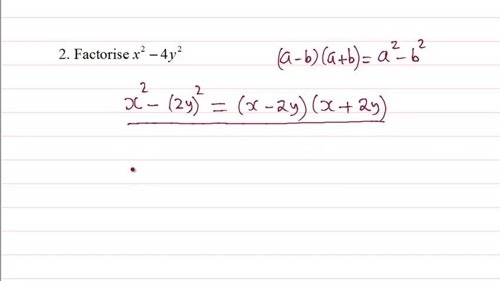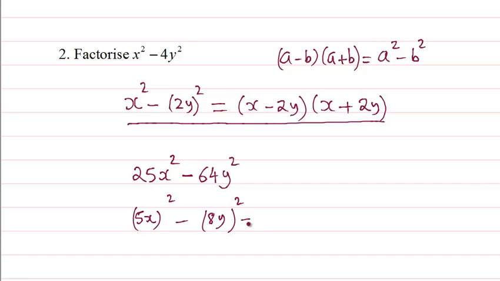So if we have just another one here, suppose we have 25x squared, then we have 64y squared. We always rewrite that as 5x all squared. Write this one as 8y all squared. Then you can just write using this formula. So basically it's going to be 5x minus 8y times 5x plus 8y.